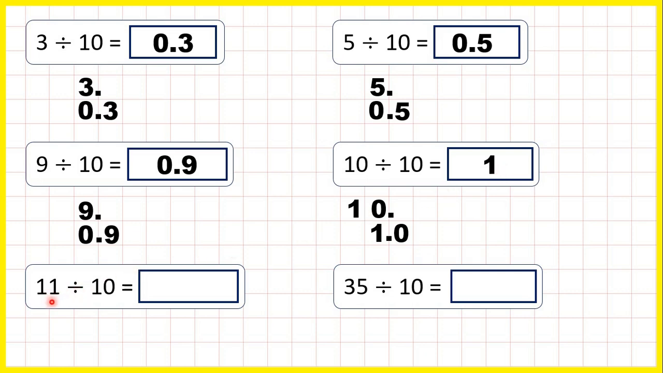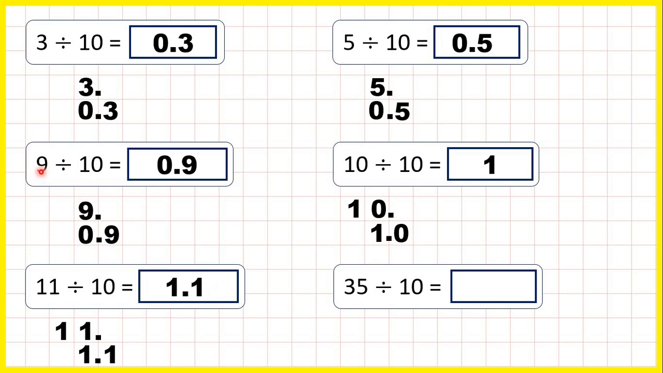Now we have 11 divided by 10. So we can write out the number 11 with a decimal point on the end, copy down the decimal point, and now to divide by 10, we're moving each digit 1 square to the right. That gives us our answer, 1.1.